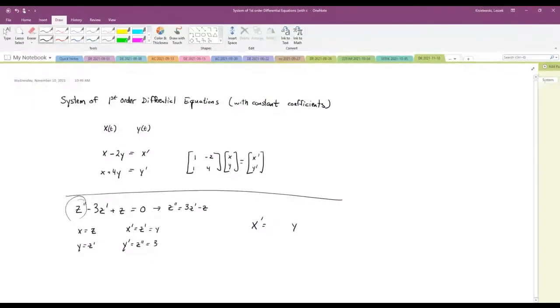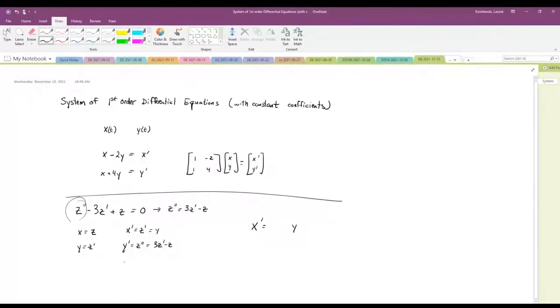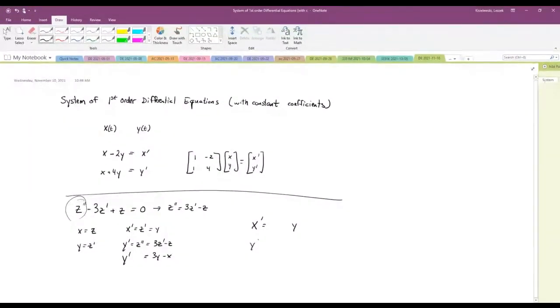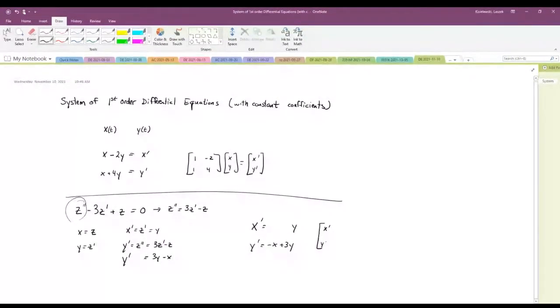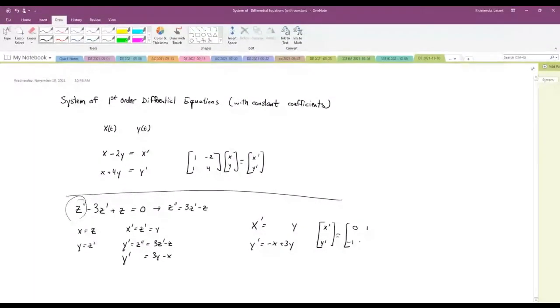So z double prime is 3z prime minus z. Of course, z prime is y, and z is x. So we can say that y prime is minus x plus 3y. So then we see that that's a system of first order differential equations with constant coefficients. What we're going to be interested in is how do you solve such a system? What are equilibrium points? And how do you classify those equilibrium points?